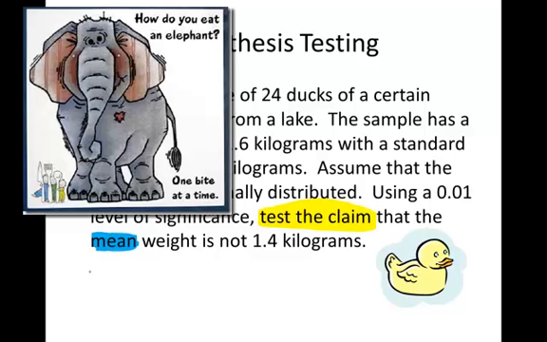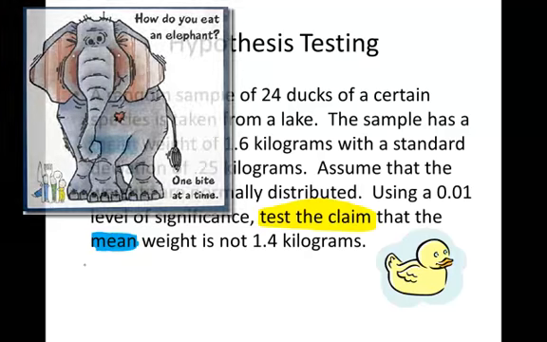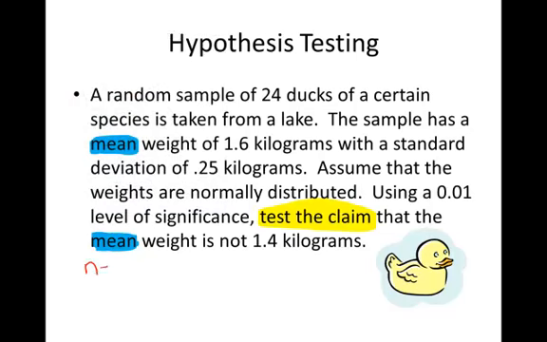As we look at this problem, we want to rewrite it and write it down, and to take ownership of this problem by writing down the information. The first sentence says a random sample of 24 ducks from a certain species of lake. Well, we don't care where they were from or that they're a certain species, but we do care that there were 24 of them, and that's a number. So that's our sample size. N represents our sample size, so n equals 24.